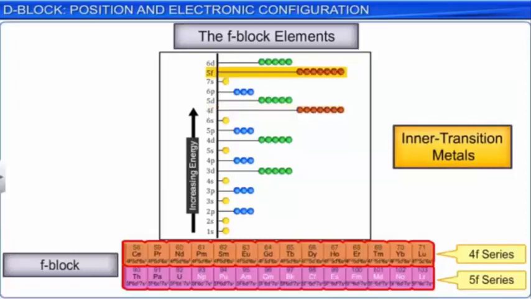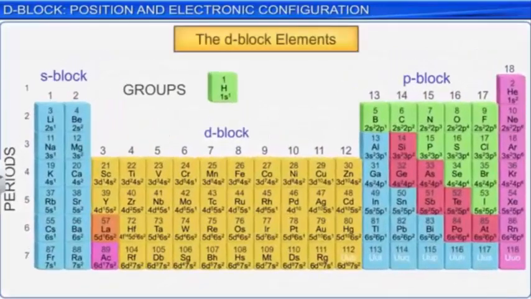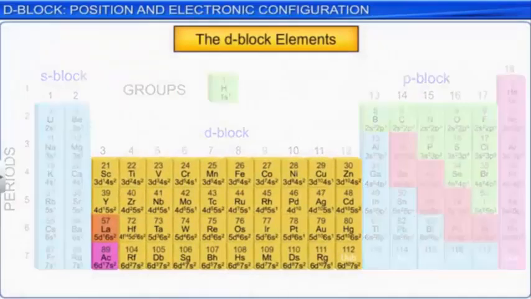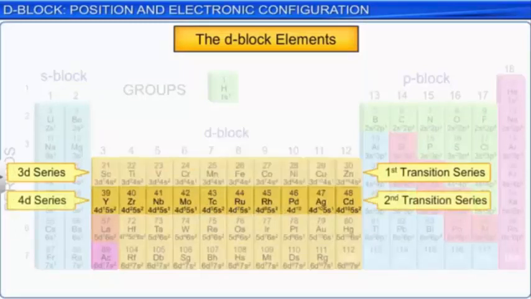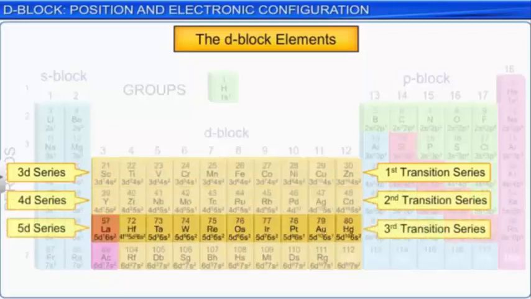There are mainly 3 series of transition elements. They are the 3d series, the 4d series, and the 5d series. The 4th series, the 6d series, which begins with actinium, is still incomplete.